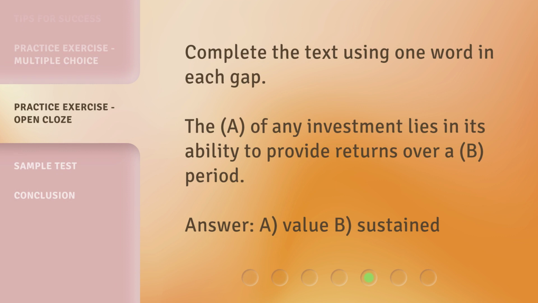Complete the text using one word in each gap. The A of any investment lies in its ability to provide returns over a B period. Answer. A. Value. B. Sustained.